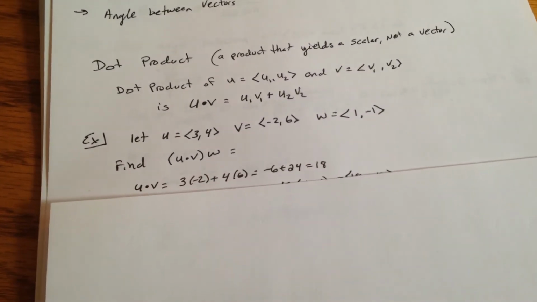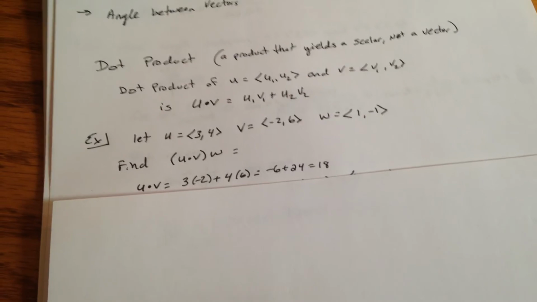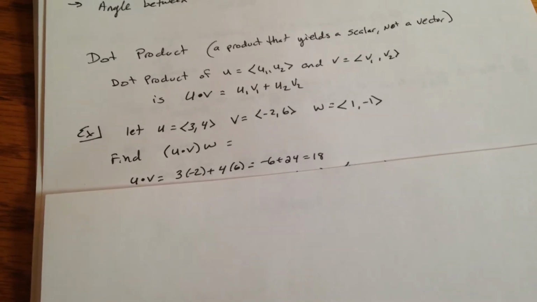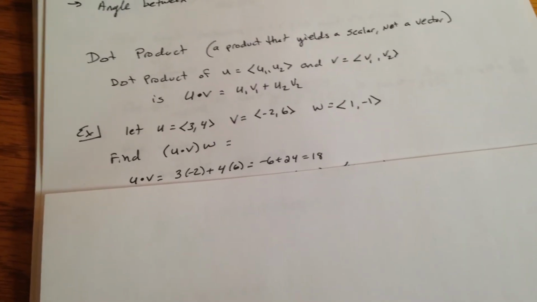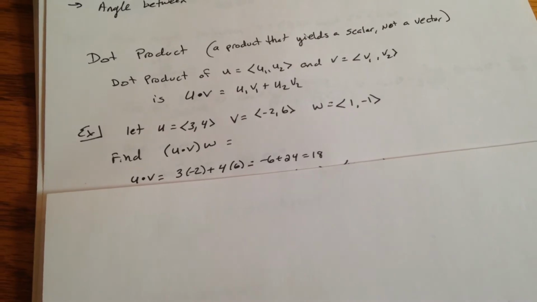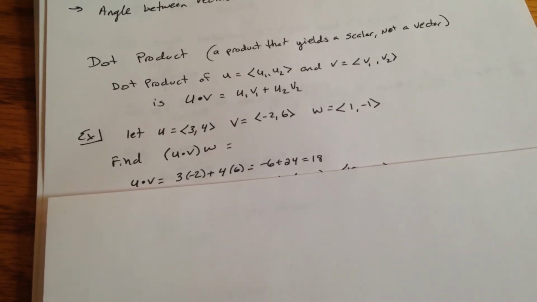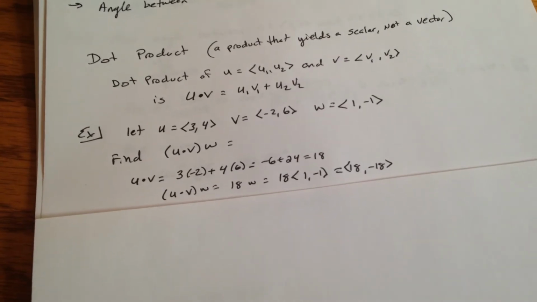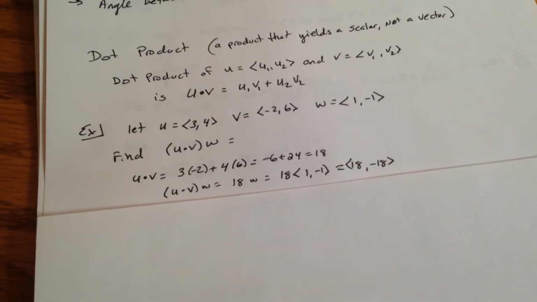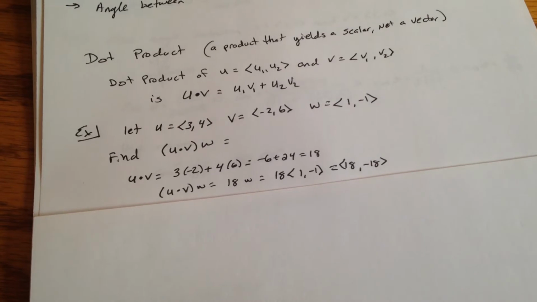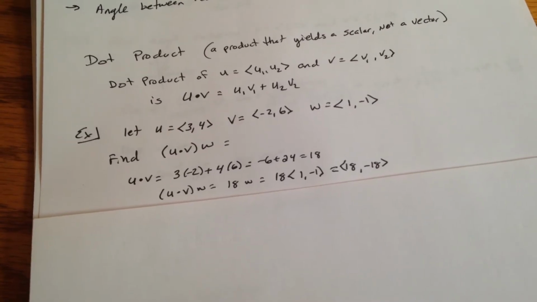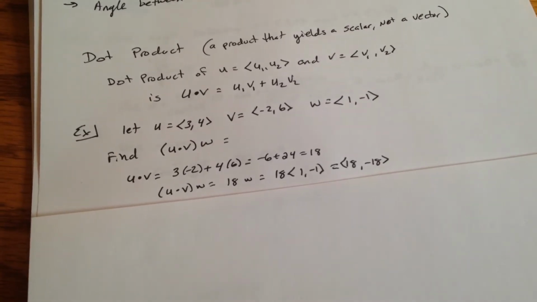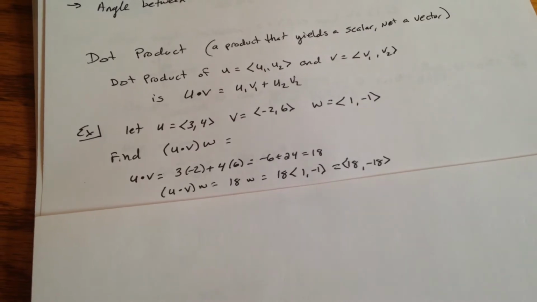So here's the dot product of u and v. I'm multiplying together the change in x's and the change in y's and adding, and I get 18. Then I take the 18, which is u dot v, and multiply that by w. I multiply 18 through the component form to find a new vector, which is <18, -18> in component form.